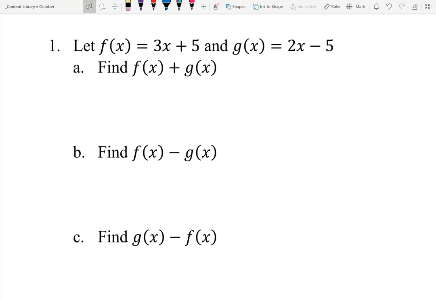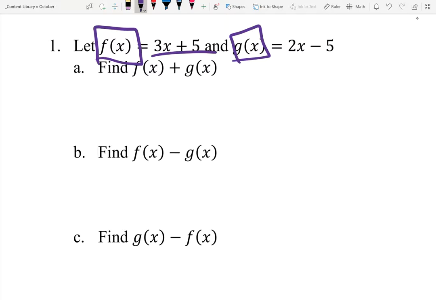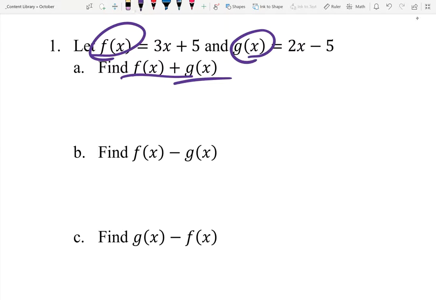We have f of x equals 3x plus 5, and we have g of x equals 2x minus 5. So f of x and g of x, this is not multiplying or anything. It's not f times x or g times x. It just means a function of x, and they're essentially the same as y equals. So don't let the notation bother you. This is just the name for the function 3x plus 5, and g of x is the name for the function 2x minus 5. We have to give them different letters, like f and g, because we have to distinguish the difference between f and g later on.